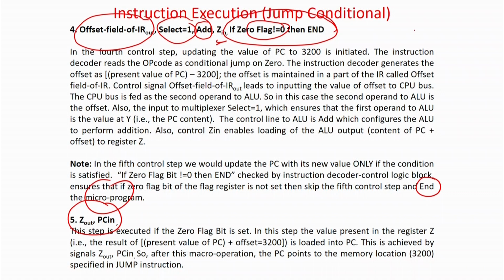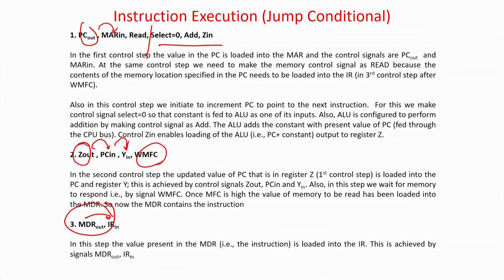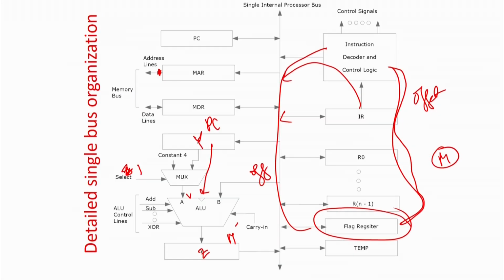That means at this point of time, when you are saying offset plus select 1 and add, when you are doing a Z in, that is these 3 parts basically: the offset value of IR, select, and add. In this case you are adding Y, the temporary register, with the value that is actually having the value of PC. Let me just quickly look at it. So, this is the offset, this is the PC, this is the part you are adding and keeping in Z.